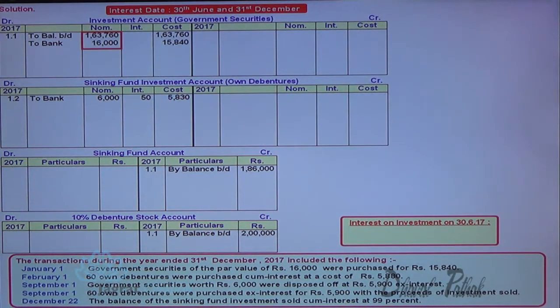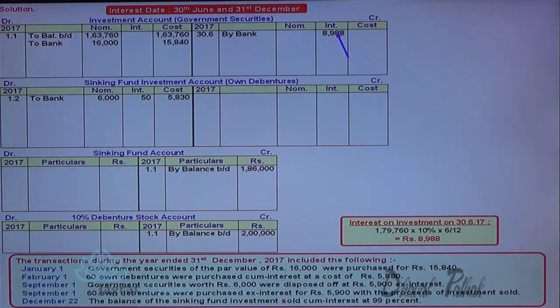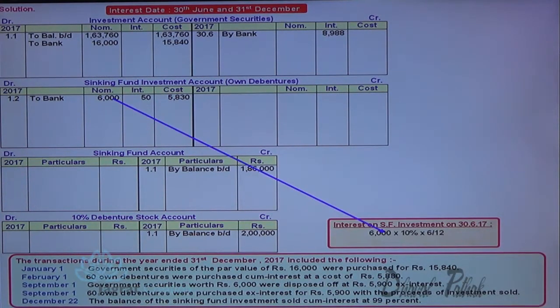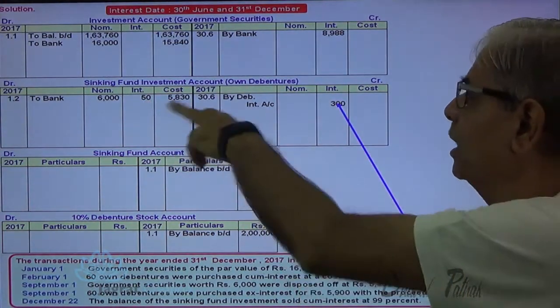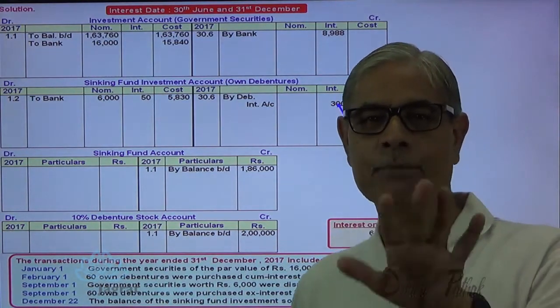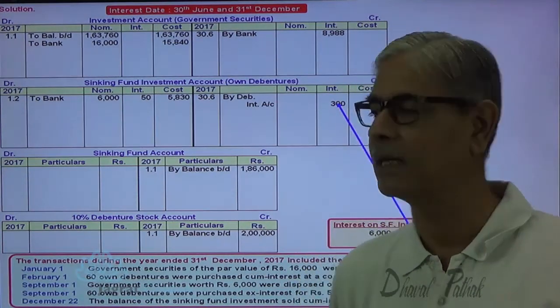On 30th June, this is the total face value on which I am going to receive interest at the rate of 10% for 6 months. Bank account debit to interest on investment, government securities account credit. Similarly, here also I need to work out 6,000 into 10% into 6 by 12. Bank account debit to interest on own debentures account credit. This was the interest paid for 1 month. Here the interest is received for 6 months. Net income of investment in own debenture is interest for 5 months. So automatically the difference of 50 and 300 is 5 months interest that is credited to interest on own debentures account.